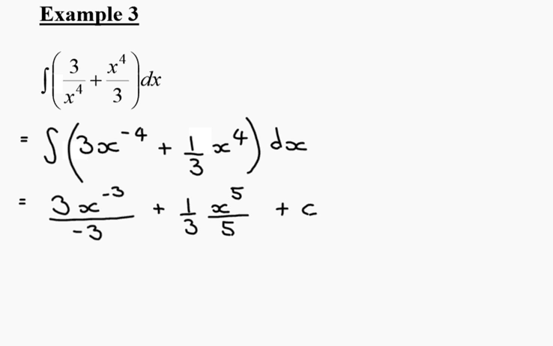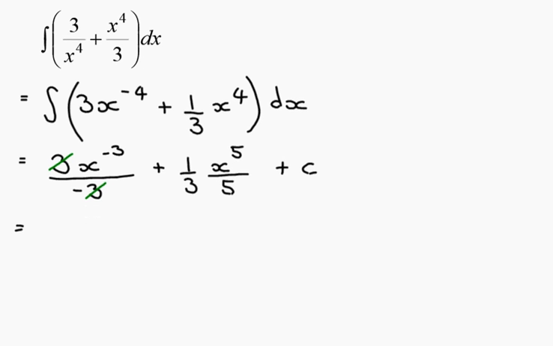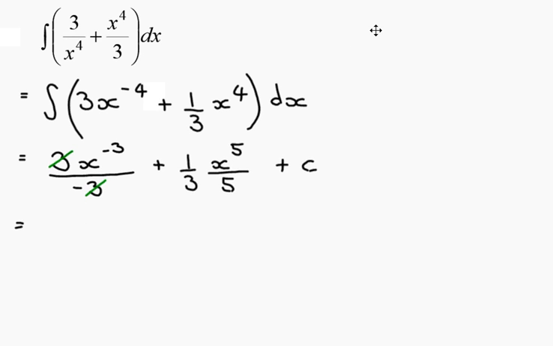Now what we can do is just tidy this all up a little bit. You can see immediately that 3 and that 3 cancel. So I've got an x to the negative 3 over negative 1. Now we don't like writing our final answers with negative exponents. We want to tidy it up a little bit. So let's write it with a positive exponent. This is negative, so we keep the negative 1 over x cubed.